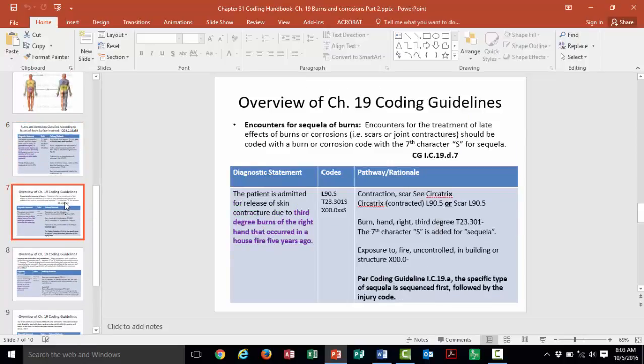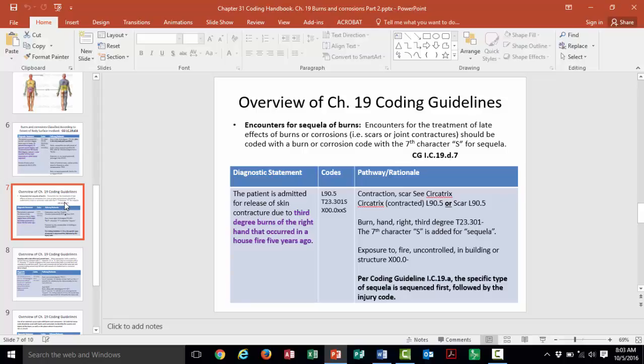The next guideline has to do with encounters for sequela. Sequela for burns typically is scarring, or you can have contractures at the joint, or you can have a scar that is so fibrous and condensed that it just pulls someone's skin together so that they can't extend their arm or their leg, whatever's burned, because of that scarring.